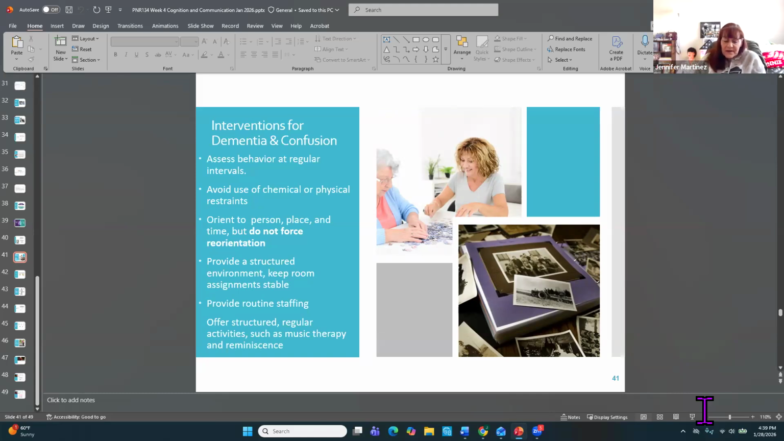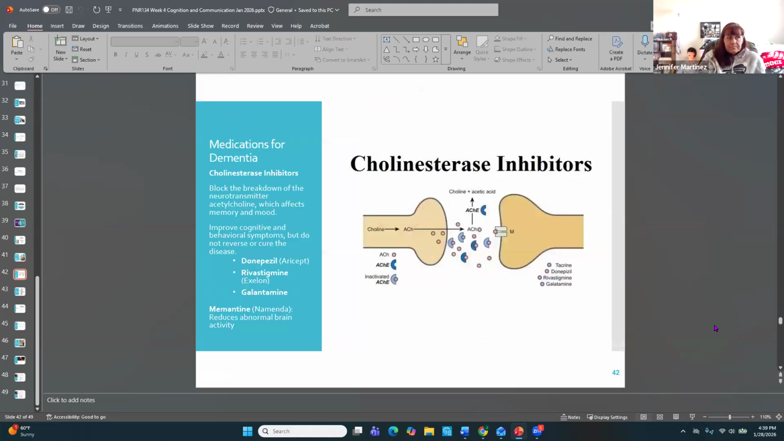But if we have somebody who is declining, we want to try to keep their caregivers as stable as possible. Routine staffing, okay. Structured regular activities. Reminiscence is a really good one, because they can think back on those long-term memories they have and share their stories. I think that's the greatest part about working with older adults, as you get to hear all their stories. You can learn a lot.